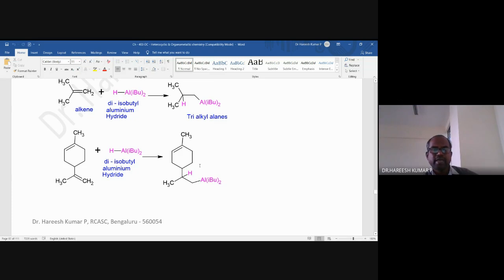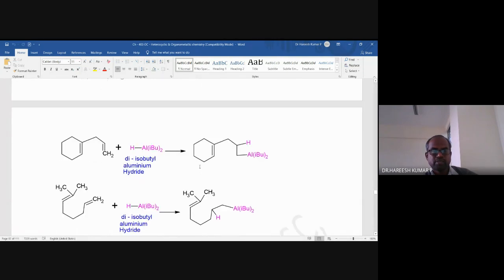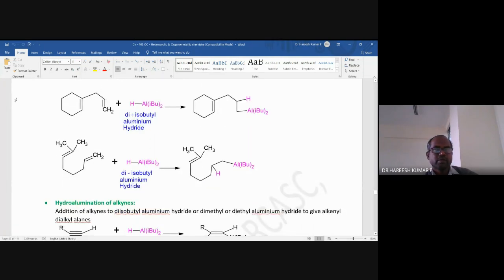I will also take two more examples. So look here. Here also two double bonds are there. This is an exocyclic double bond and this is an intracyclic double bond. Diisobutyl aluminum hydride does not attack the intracyclic double bond. It will attack the exocyclic double bond. So that you have to find out.